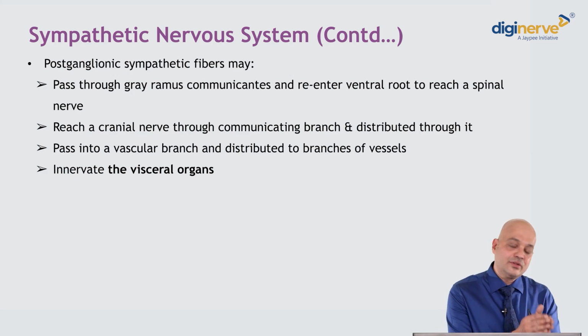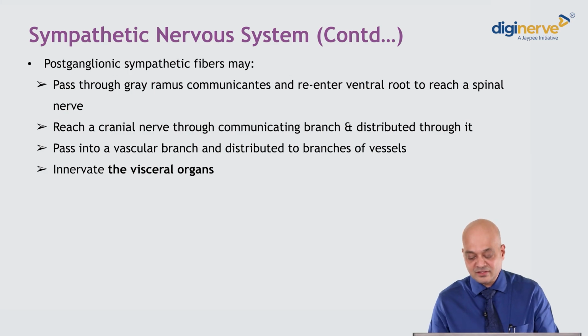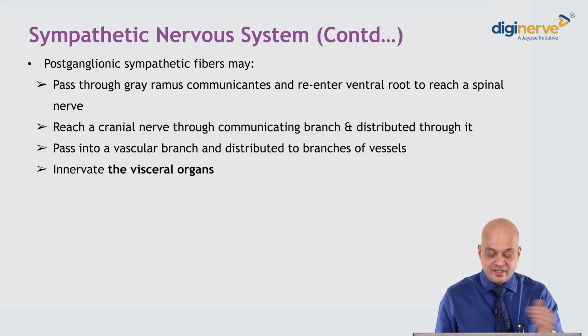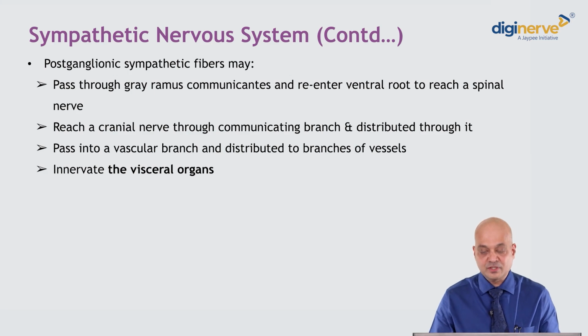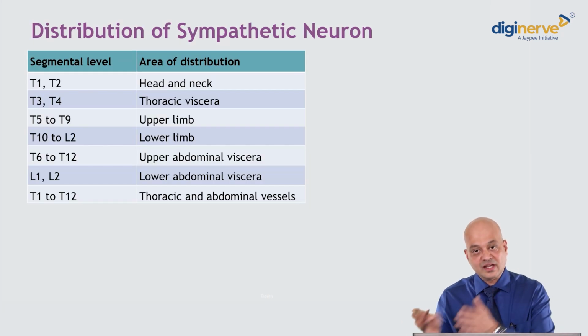The postganglionic sympathetic supply now passes through the gray ramus communicans and enters the ventral root to reach the spinal nerve. They reach a cranial nerve through a communicating branch and are distributed through it. They pass through a vascular branch and are distributed through branches of the vessel as well, and they innervate the visceral organs. So that's how the postganglionic supply goes to the target organs.